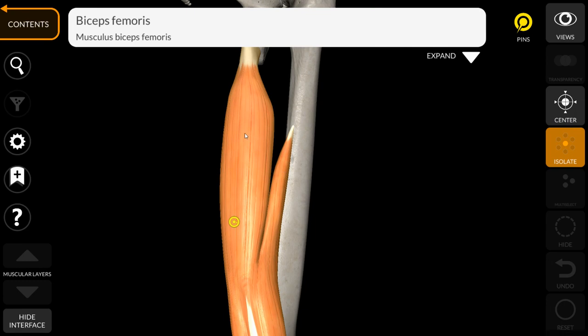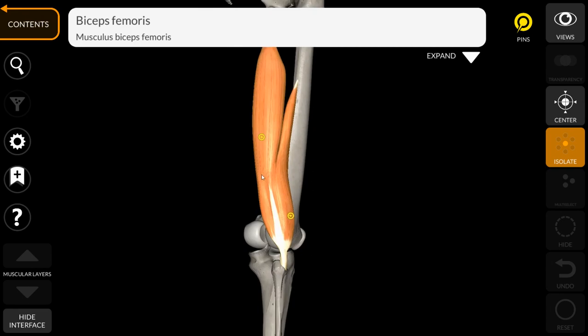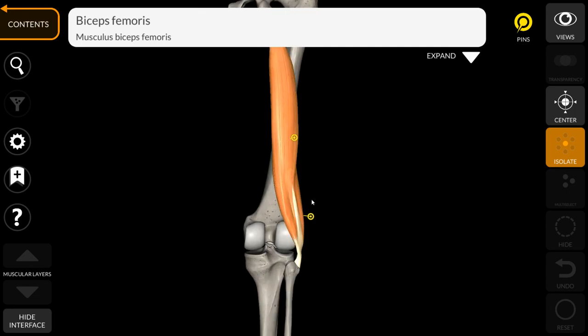This is the long head, this is the short head. Both are biceps femoris. The long head is from the ischial tuberosity, whereas the short head is from the linea aspera. Then toward the distal end, towards your knee joint, the short head and the long head join together to form one muscle, which we call the biceps femoris.